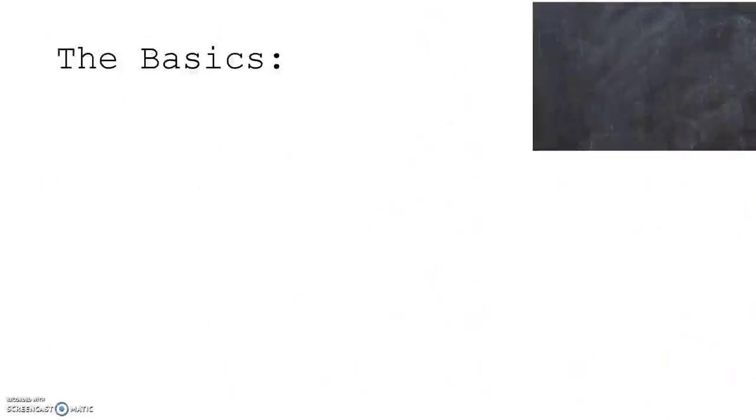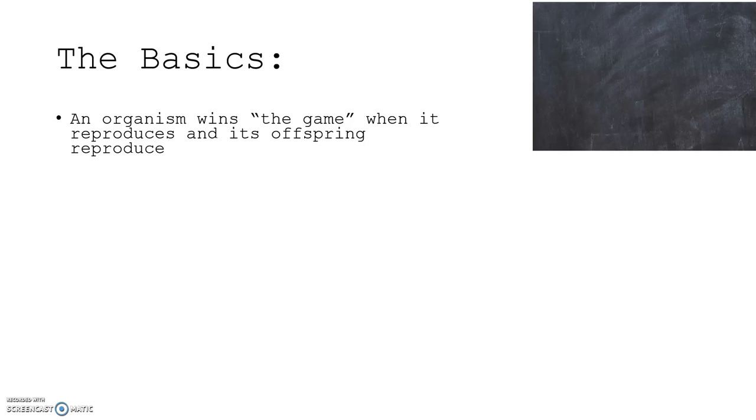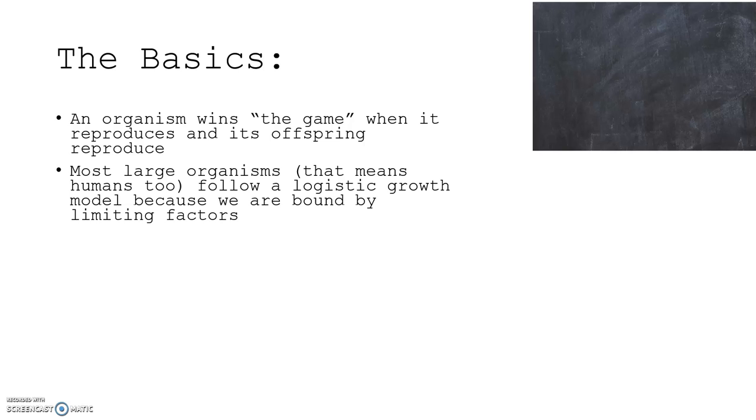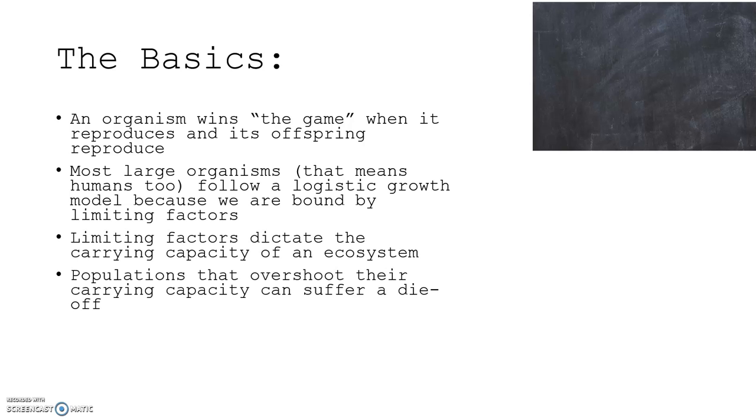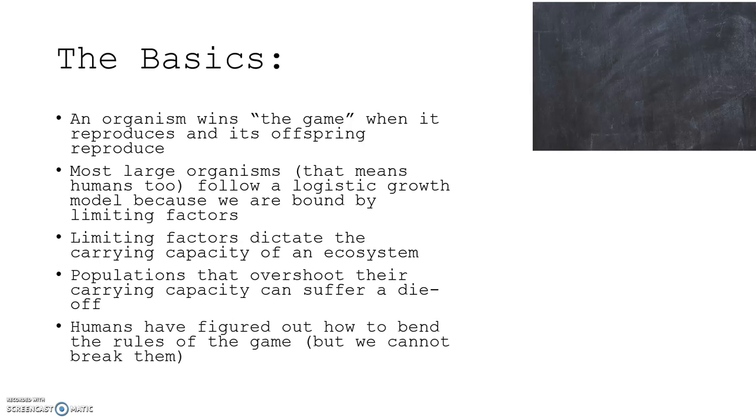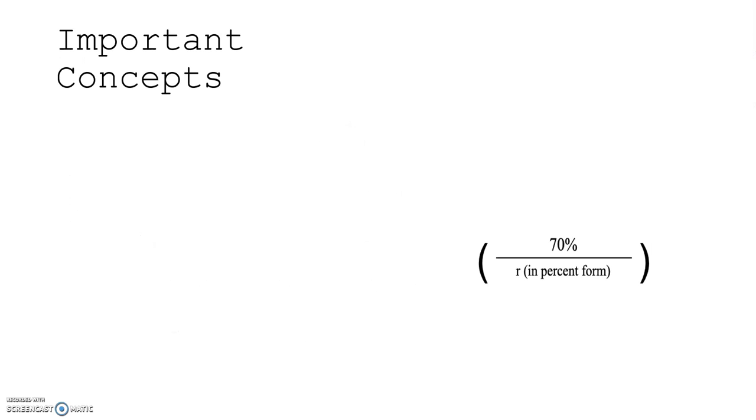The basics. Just as a reminder, an organism wins the game when it reproduces and its offspring reproduce. Most large organisms, that means humans too, follow that logistic growth model because we're bound by limiting factors. Limiting factors dictate the carrying capacity of an ecosystem, which is represented by that letter K. Populations that overshoot their carrying capacity can suffer a die-off. Humans have figured out how to bend the rules of the game, but we can't break them.